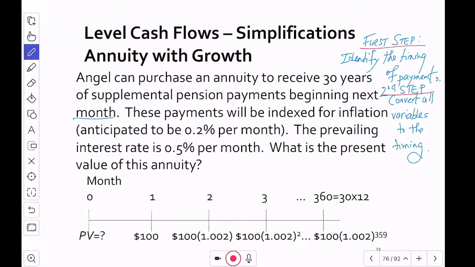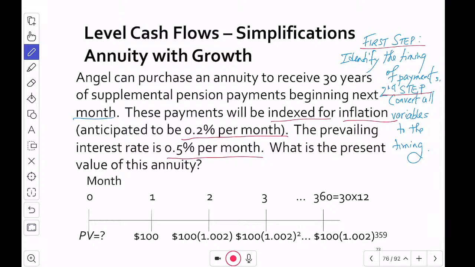Okay, so that's all been done for you in this problem. The payments are monthly, so you need the monthly interest rate. The monthly interest rate, you're told, is 0.5% per month, but you're also told some other information. Inflation will be 0.2% per month. What does it mean? Oh, and you're told about indexing. What does all this mean?